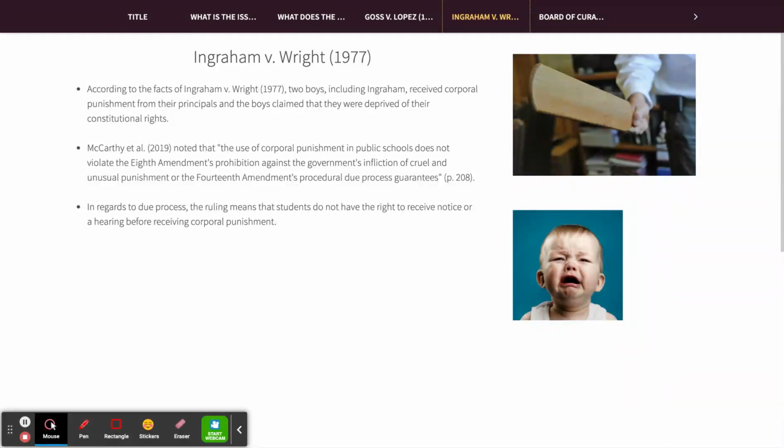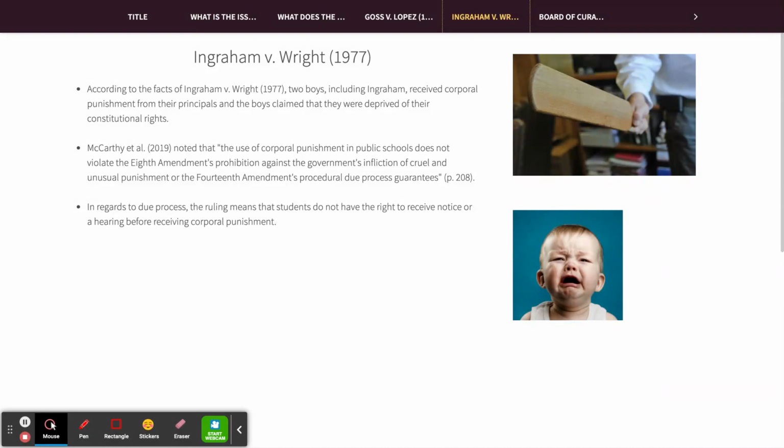Our book noted further on this case, saying that the use of corporal punishment in public schools does not violate the 8th Amendment's prohibition against the government's infliction of cruel and unusual punishment or the 14th Amendment's procedural due process guarantees. In regards to due process, the ruling means that students do not have the right to receive notice or a hearing before receiving corporal punishment.